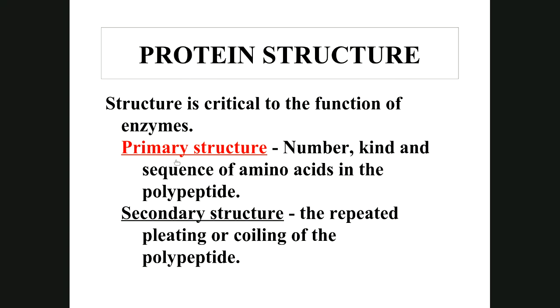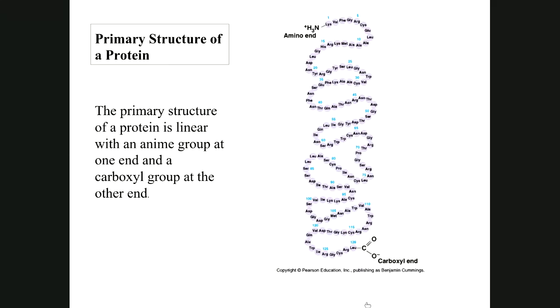The primary structure is the number, kind, and sequence of amino acids in the polypeptide. This is going to be a linear sequence of the amino acids, like in a chain. So look at the next slide. Here it is, primary structure. Here's the amino end, and all these amino acids have been put together all the way down. Here's the carboxyl end, the acid end. When you put another amino acid on here, the amine's going to join to that carboxyl, and this carboxyl end will be over here.